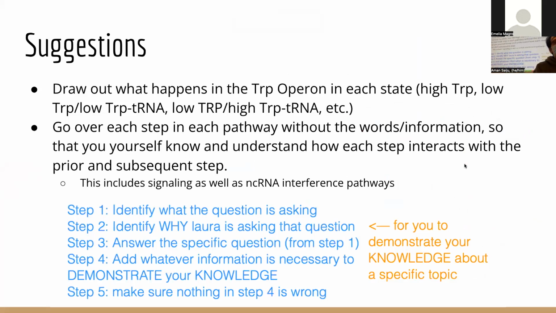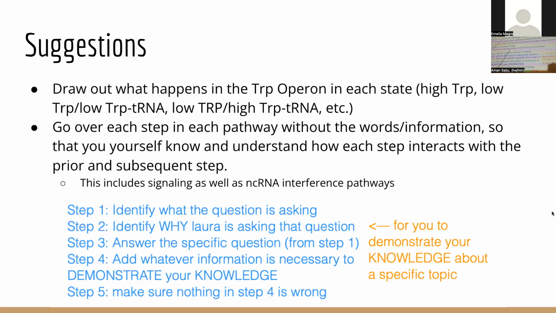I would suggest, this is for studying, not necessarily for your cheat sheet, draw out what happens to the trp operon in each state. Literally draw a squiggly strand of DNA, draw a little promoter, an operator, the gene, a binding site, and draw all of that. Then draw what happens in these three states.